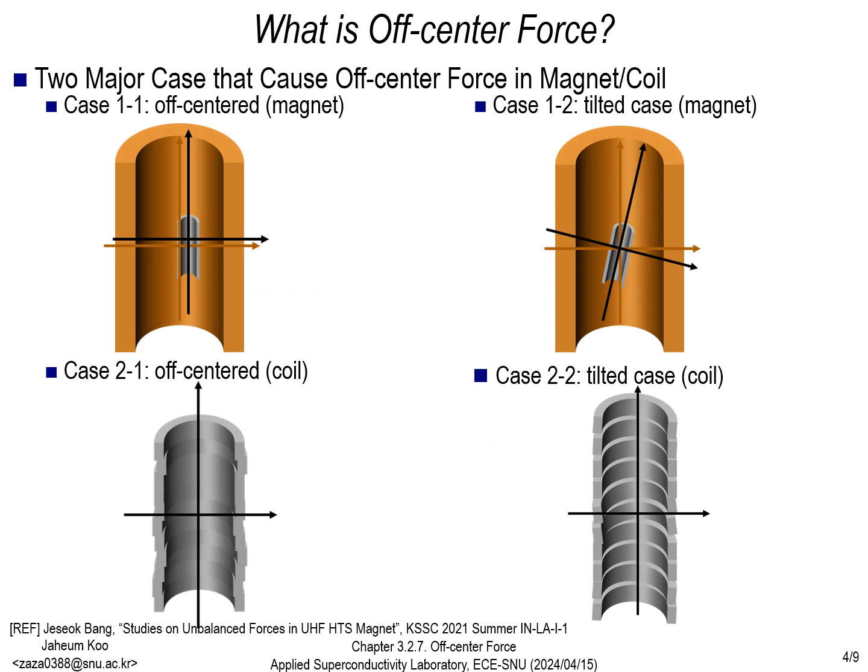Off-center forces typically arise when there is a misalignment in the central positioning of magnets, or when the axes of two magnets do not align correctly. Additionally, in case 2, within a single magnet, off-center forces can also occur at the individual pancake level.